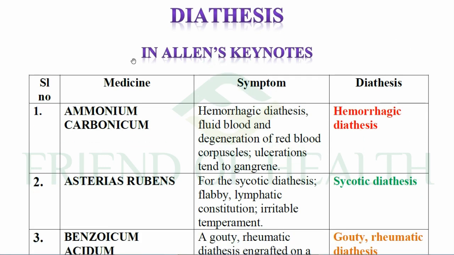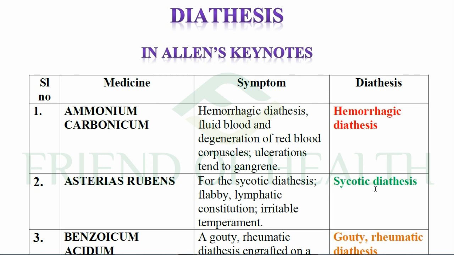So, diathesis in Allen's Keynote. The first diathesis itself is Ammonium carb. If you see hemorrhagic diathesis: fluid blood and degeneration of red blood corpuscles. Ulcerations tend to gangrene. Ammonium carb, hemorrhagic diathesis. So the first remedy in Allen's Keynote with the term diathesis mentioned is Ammonium carb, hemorrhagic diathesis. Other main remedies in hemorrhagic diathesis you already know, like Crotalus horridus, Phosphorus, Ipecac, Ferrum met, all those.